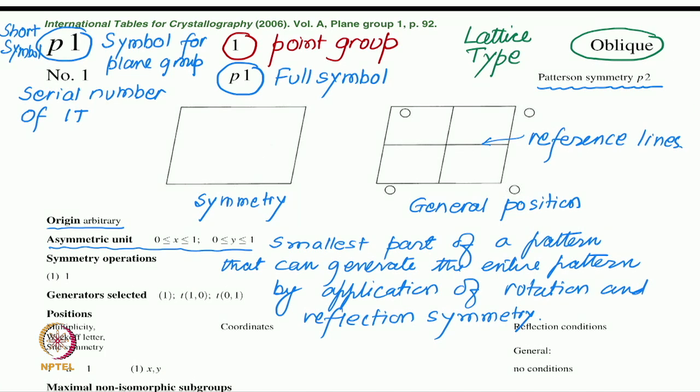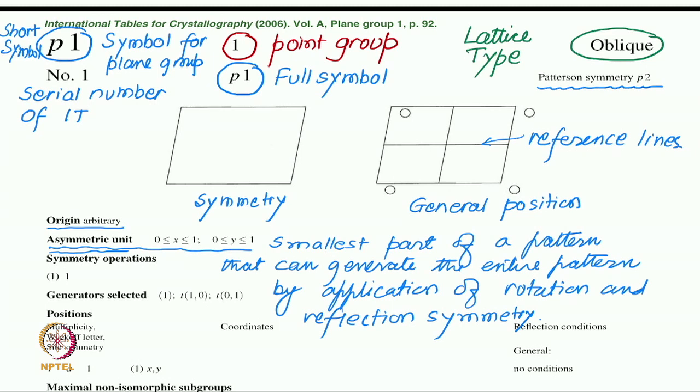The smallest part of a pattern that can generate the entire pattern by application of rotation and reflection, not translation. The smallest part of the pattern which can generate the entire pattern by translation is the unit cell, the primitive unit cell. But the smallest part of a pattern that can generate the entire pattern by application of rotation and reflection is known as the asymmetric unit.